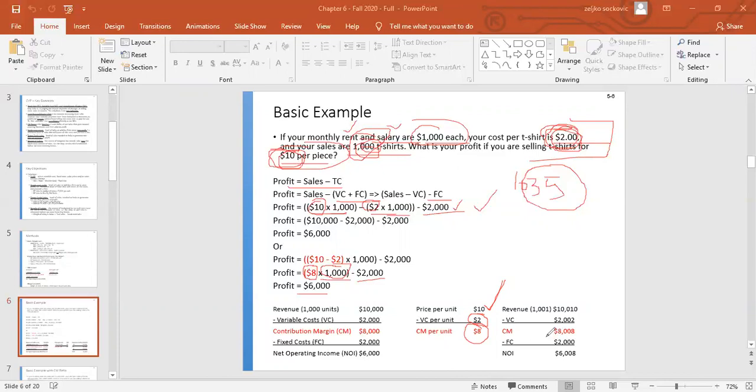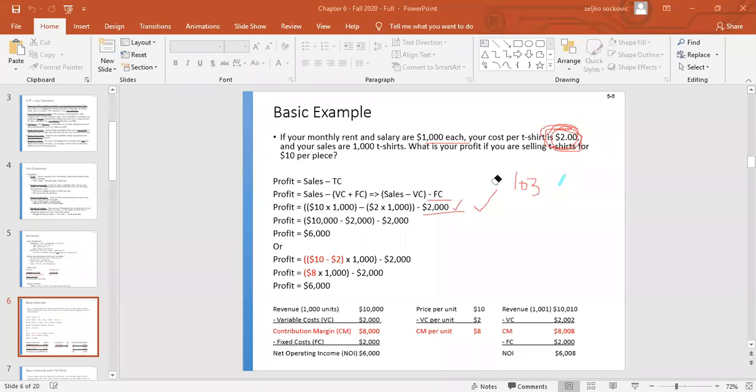How many units do you need to sell to break even? Well, I guess that's on the next slide. So we will go to the next slide. But this is a very basic example, of the formats that you can use. We will not go through every single one of these things.